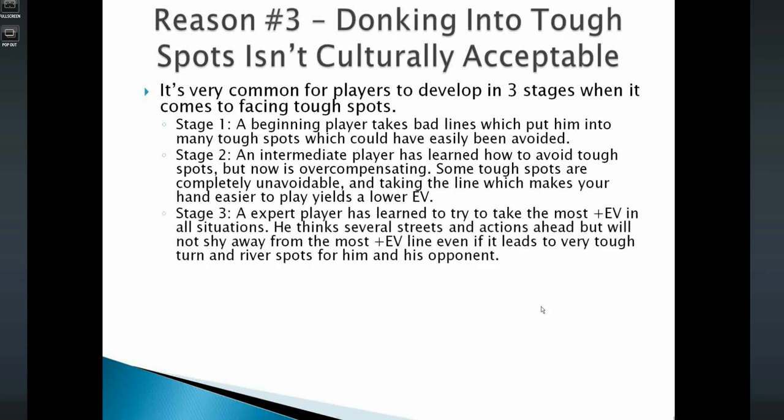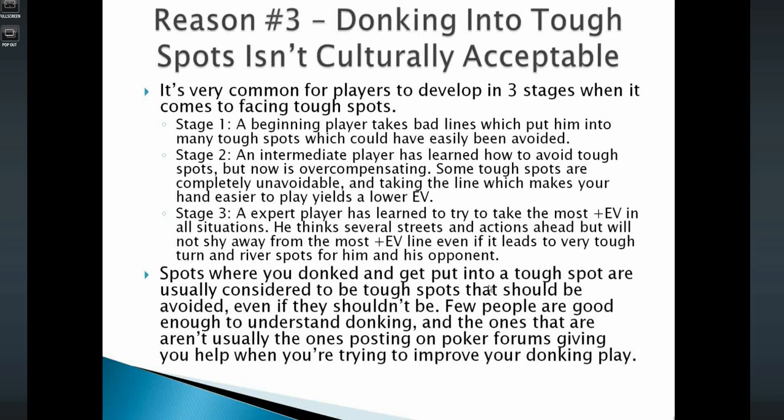Stage number 3 is an expert player has learned to try to take the most plus EV line in all situations. He thinks several streets and actions ahead, but will not shy away from the most plus EV line even if it leads to very tough turn and river spots for him and his opponent. So really good players are not afraid of the tough spot. They're not afraid to call down knowing their life's going to suck on tons of turns and rivers. They'll try to avoid needlessly tough spots that they don't need to get into, but they're not going to shy away from tough spots simply because they know they're going to end up folding the best hand sometimes or calling with the worst hand sometimes.